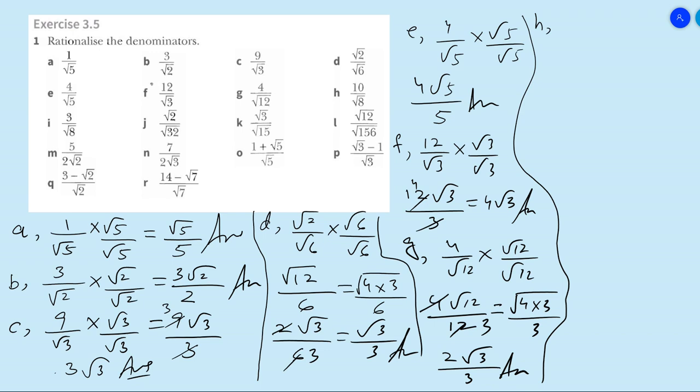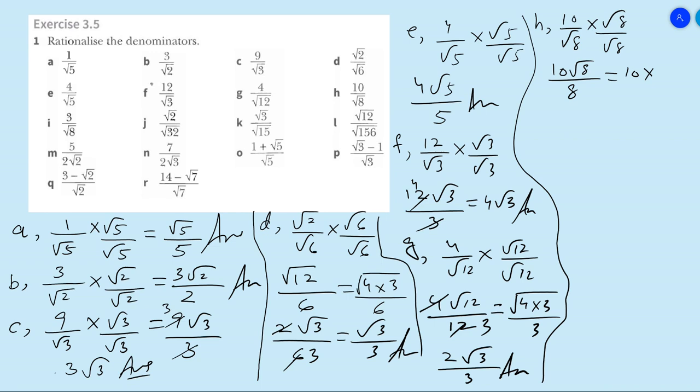Part H is 10 upon root 8. It will be root 8 upon root 8. 10 into root 8 is 10 root 8. 8 8s are 64. Square root of 64 is 8. And 10 root 8, 2 into 2 into 2. 4 2s are 8, and 4 is outside.